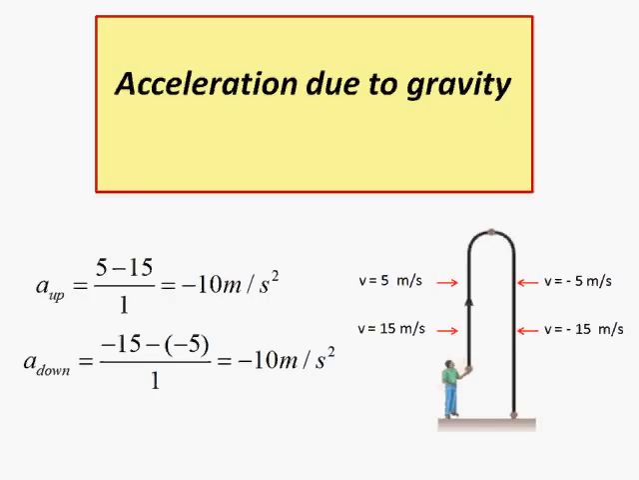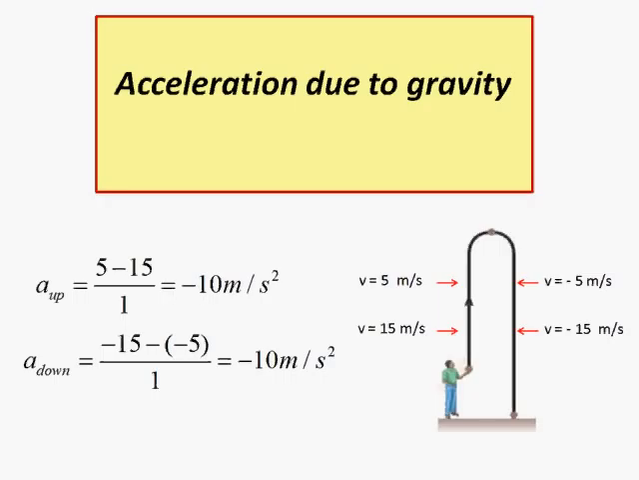If we do a simple calculation, look at the equation on the left, it says a up. You take the final velocity, which is 5, minus the initial velocity, which is 15, divided by 1, it will give you negative 10 meters per second squared. Now, on its way down, say at a certain point, the velocity is negative 5 meters per second. The negative indicates direction. Then, 1 second later, the velocity is negative 15 meters per second.